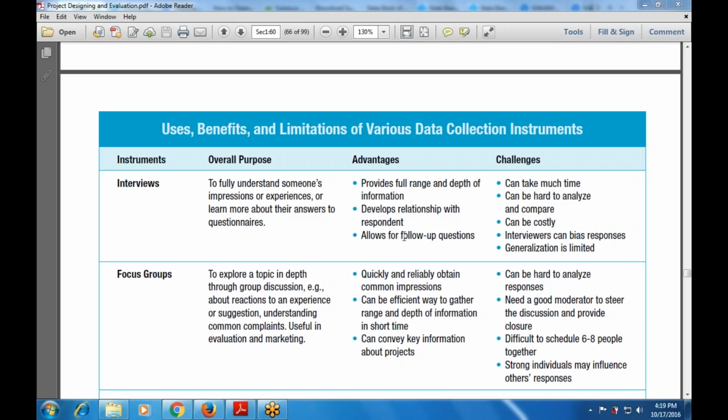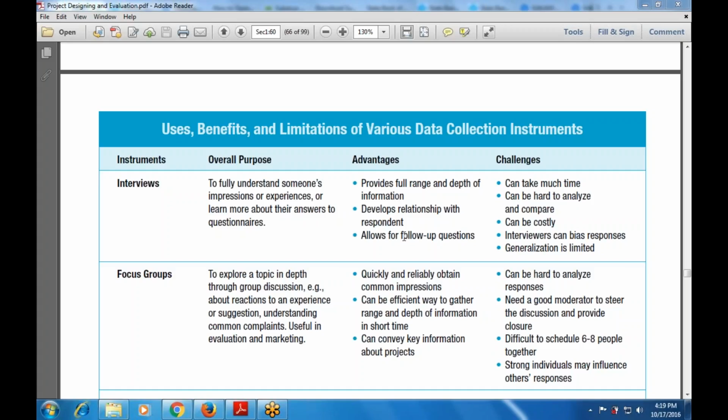So to explore a topic in depth through the GD, for example, the reactions to experiences or suggestions, understanding common complaints, evaluation and marketing. Whatever tool or concept we are using for the focus group, everyone is available over here. For example, 5 to 6 persons are available, and everyone can give their opinion so that more and more reviews can be taken out on the same concept.